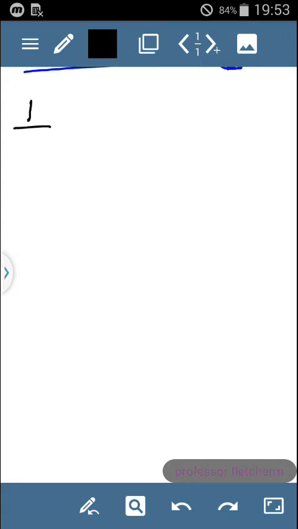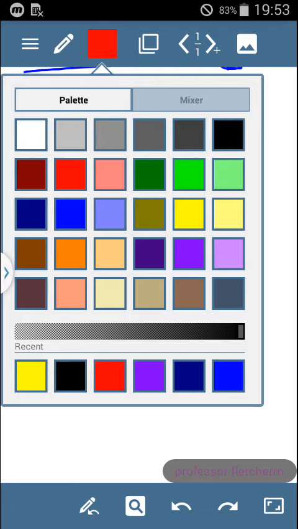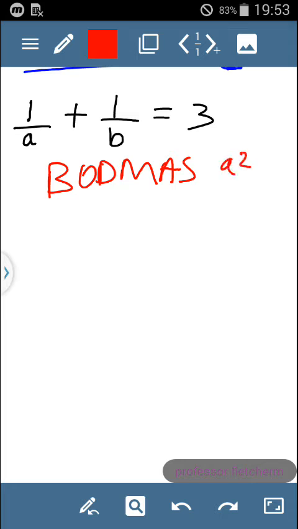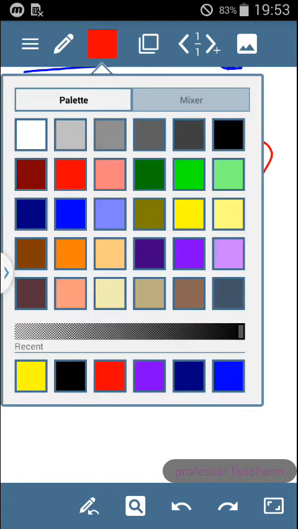Interesting. 1 over A plus 1 over B is equal to 3. Again, our defining formula or concept, the BODMAS. So in here we want to make A subject of formula. This is what we want. We want to make the A the subject of formula. So how do we calculate that one?